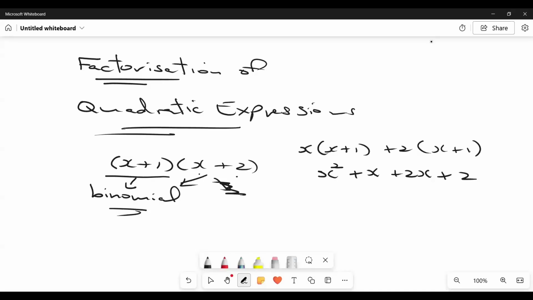So that's why they call it a quadratic. There are 4 terms here. The product of two binomials gives you a quadratic, an expression with 4 terms inside. But you can see that this can be simplified to x squared plus 3x plus 2. Do you understand what a quadratic is? It's a product of two binomials.